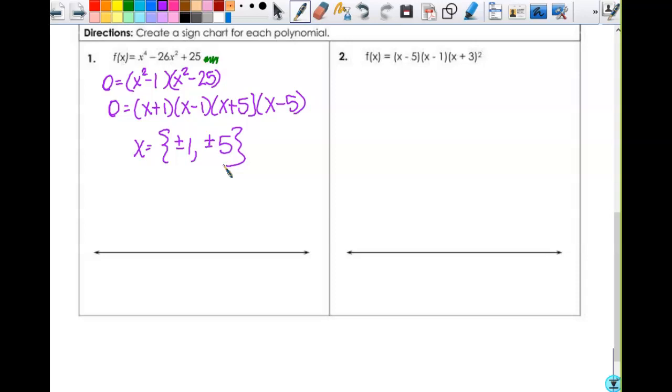Okay, everybody good so far? Remember, the factoring you need to be able to do efficiently and accurately. That can't be what's holding you up from moving on. All right, so we have our zeros. So we're going to plot them on the number line.